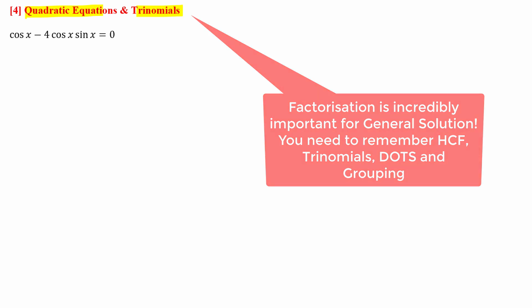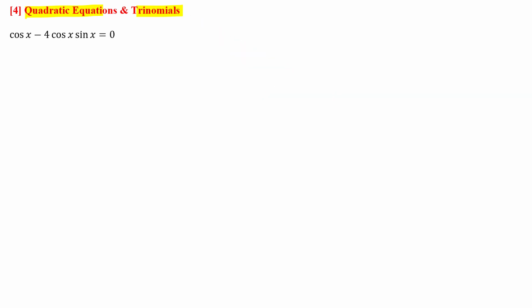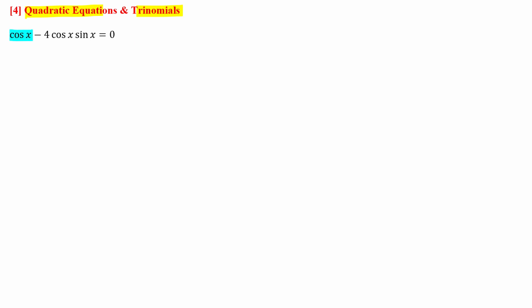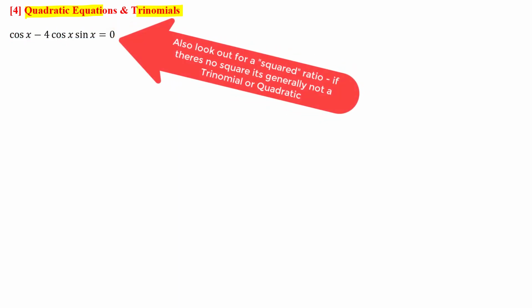So this question says cos x minus 4 cos x sine x is equal to 0. And obviously the question would be find the general solution of this equation. So the way to do this is to firstly count out the number of terms you have. So you've got a term there and a term there. And whenever you've got two terms, the first thing that you want to look out for is, like I said, factorization. And two terms, when we're dealing with factorization, often leads us to either dealing with a difference of two squares or a highest common factor.